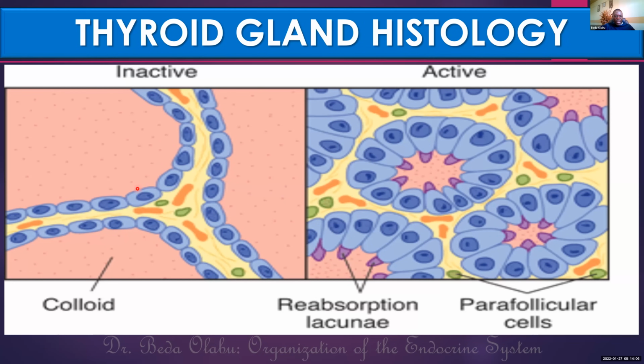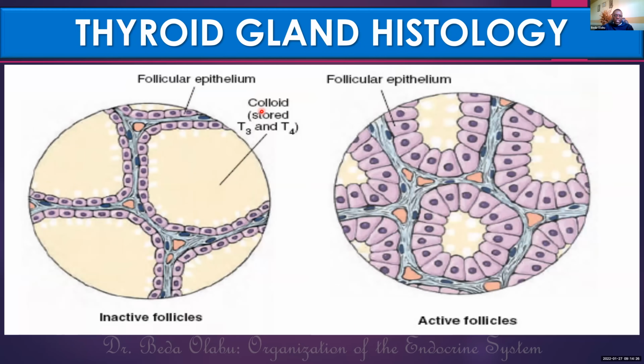But when the gland is not active, the follicular cells are cuboidal or low columnar, and the amount of colloid material is abundant. So this one is the inactive state, and this is the active state of the thyroid gland. These images also show you the inactive and the active state of the thyroid gland. Remember, the colloid material is the storage form of the thyroid hormones, which we call T3 and T4.